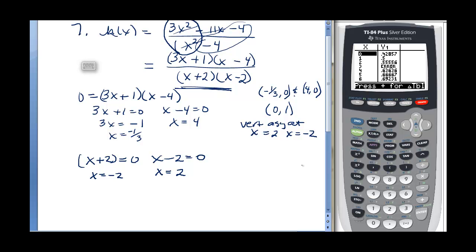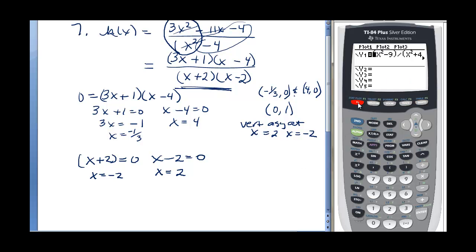If I go ahead and graph this function, let's confirm what we have found. It does look like I have a vertical asymptote at x equals -2, also at x equals 2. It looks like I'm crossing the horizontal axis at -1/3 and also at 4, and also crossing the vertical axis at 1.